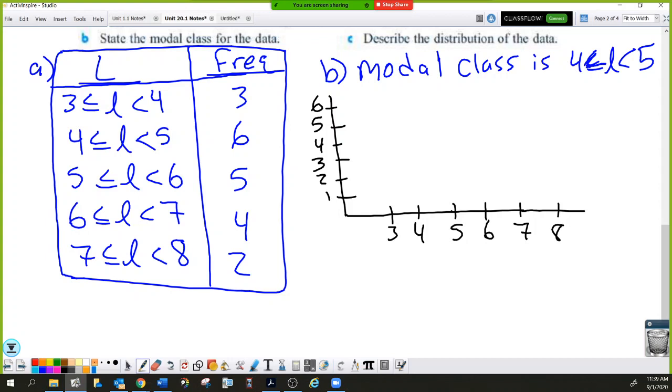So if you fell between 3 and 4, there was 3 of them. Between 4 and 5, ooh, 6 of them. Between 5 and 6, there's 5. 6 to 7, there's 4. And 7 to 8, there's 2. I did my best to be to scale.